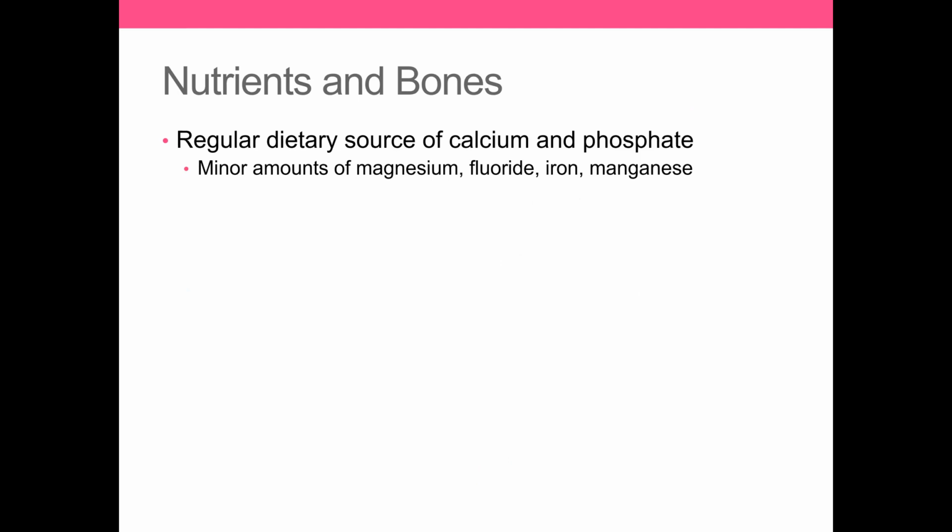So, nutrients in bones. As expected, since bones are made up of a matrix that contains a lot of calcium phosphate, a regular dietary source of calcium and phosphate are important to maintain your bone. Making bone also requires small trace amounts of magnesium, fluoride, iron, and manganese. We call these trace minerals. But you definitely need a regular dietary source of especially calcium to maintain your bones.